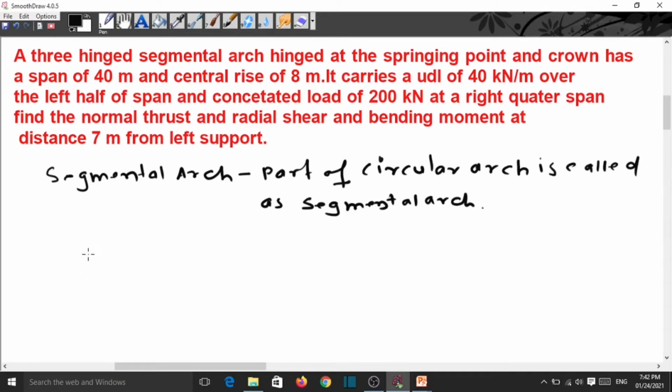Now we learn the properties of this circular arch. Suppose the circular arch is hinged at the springing points. Springing point means the point from where the arch starts. The third hinge, first hinge and the second hinge. Now for the circular arch, suppose any point P where we want the internal forces.